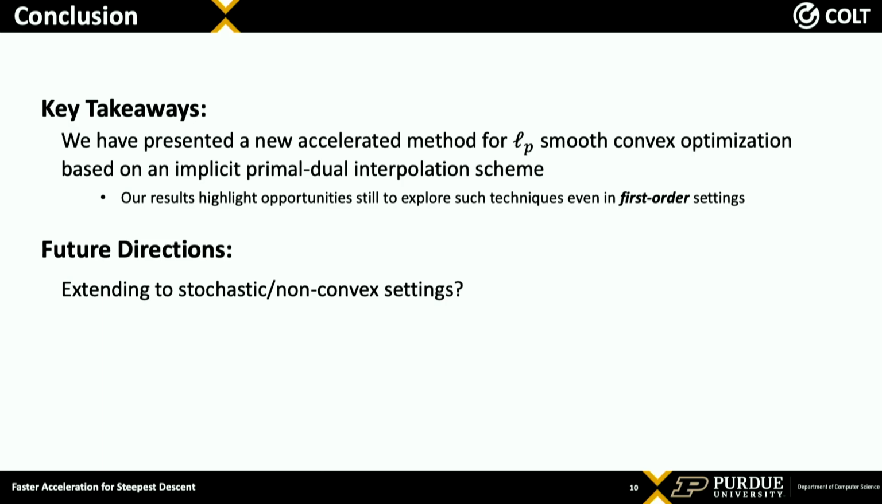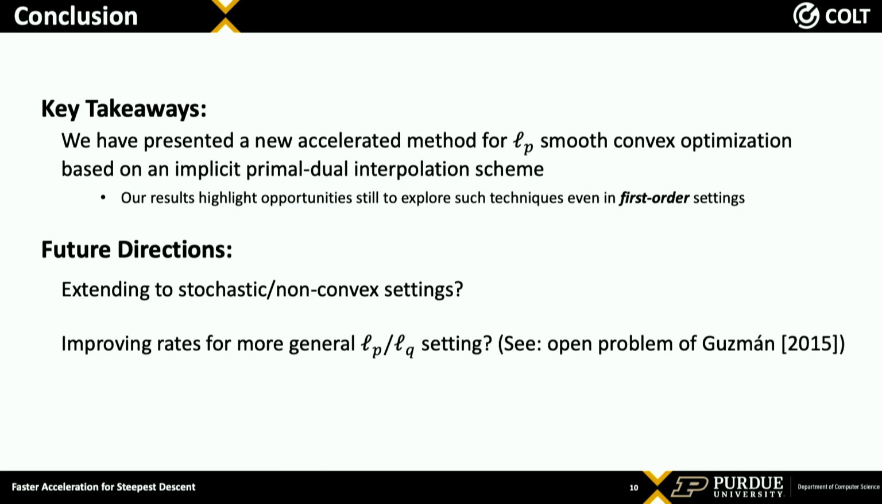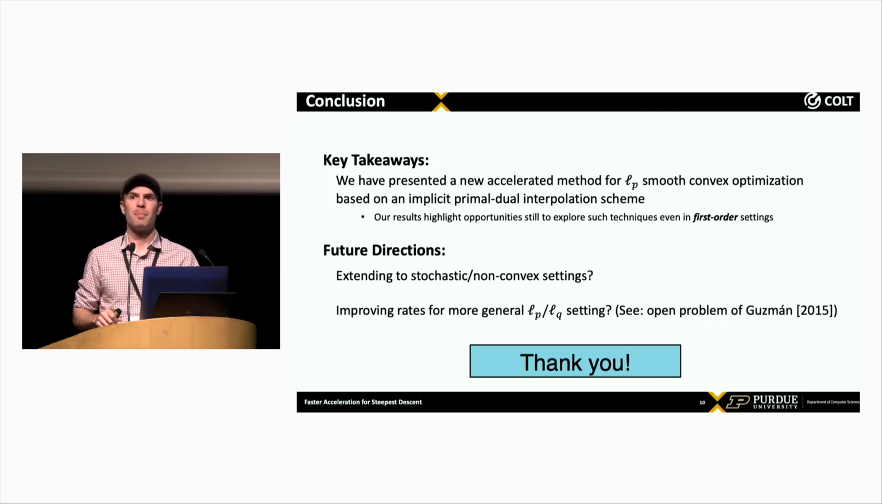Some interesting follow-up works might be to ask questions about extending to stochastic or non-convex settings. And I think it would also be very interesting to consider how these techniques might give better rates for more general Lp, Lq non-standard settings. And for more on that, I would refer interested listeners to the open problem of Guzman. Thank you.